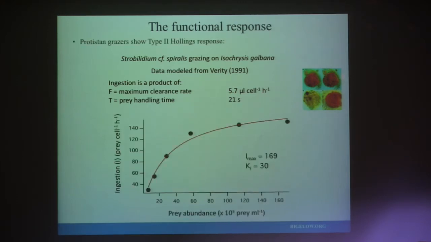And if you take that data, he showed that if you change the prey abundance and plot the ingestion rate per predator against the prey abundance, then you get this typical type 2 Holling response, this rectangular hyperbola that you can fit a Michaelis-Menten fit to and get a maximum ingestion rate and a half saturation level. So that's 170 Isochrysis per protozoan per hour. So these guys really chomp.